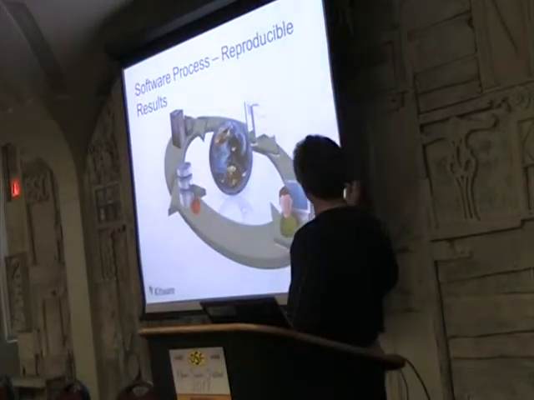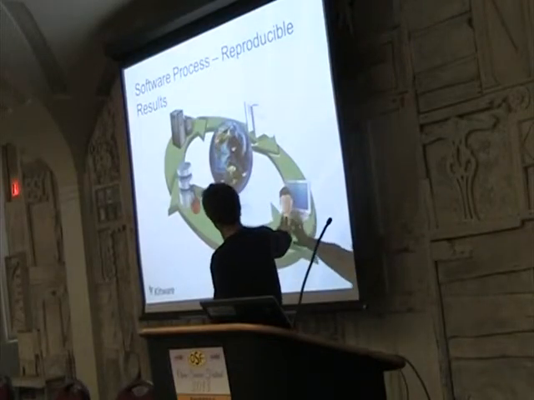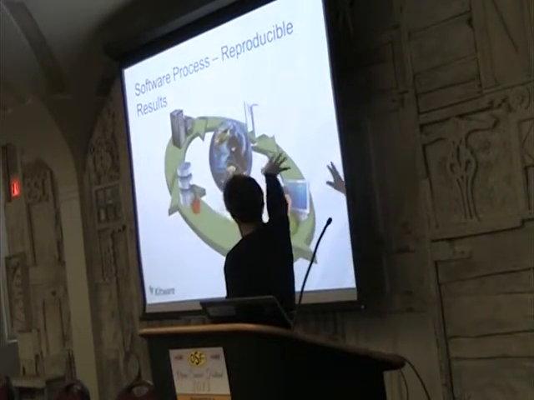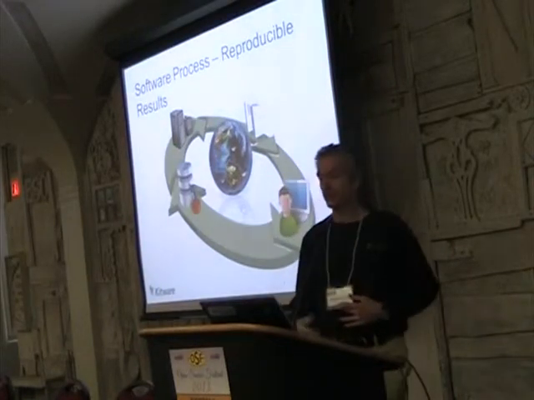So the software process essentially produces reproducible results. The developers write their code, they check in the repository, there's testing. This process can be applied to science, and should be, in my opinion.